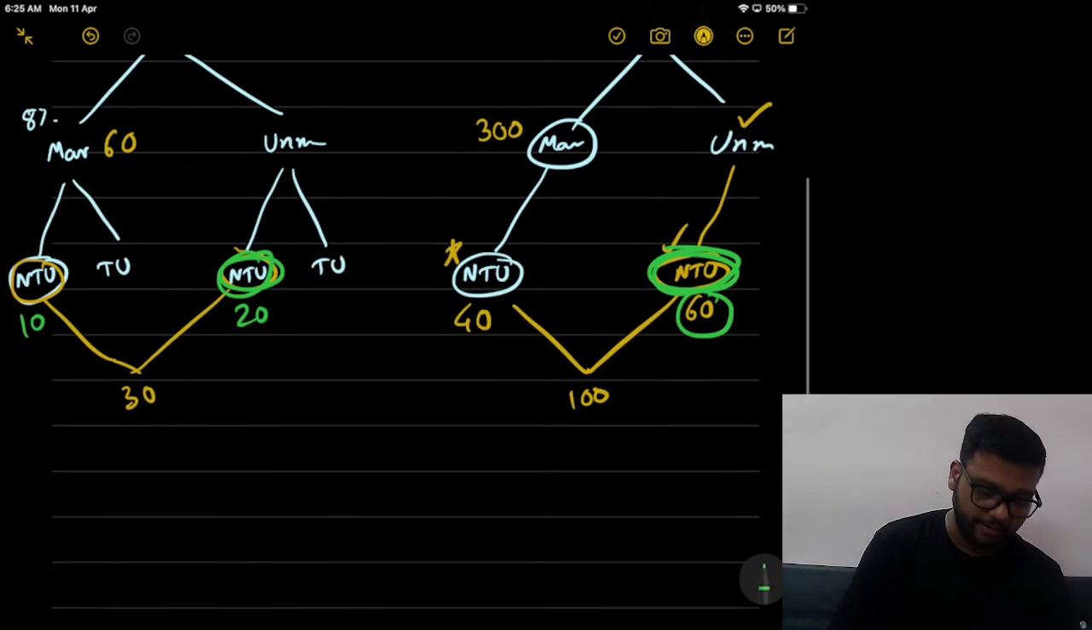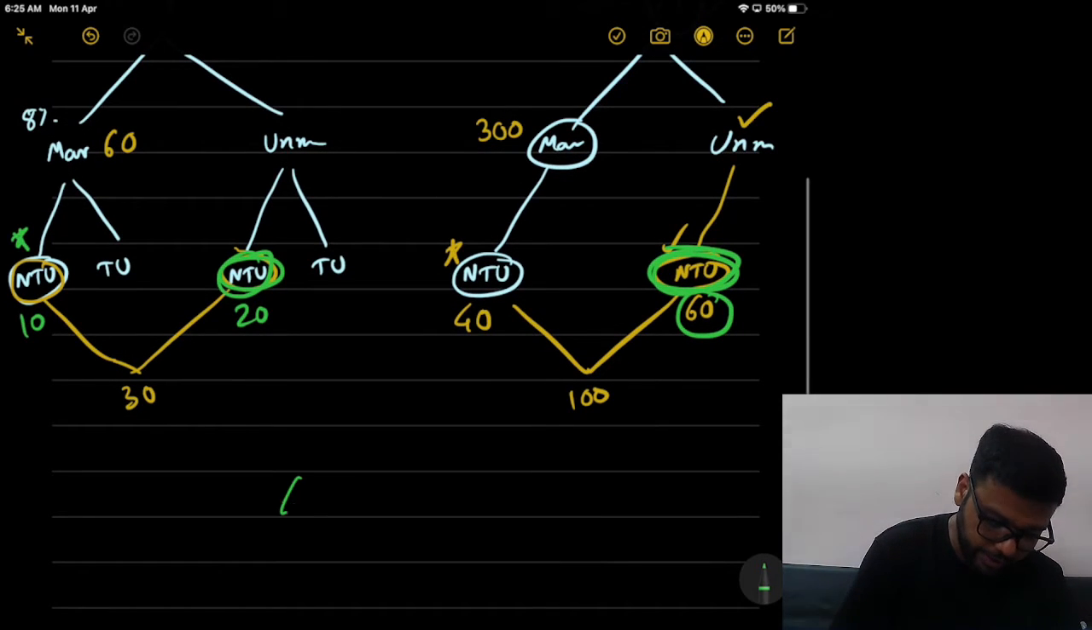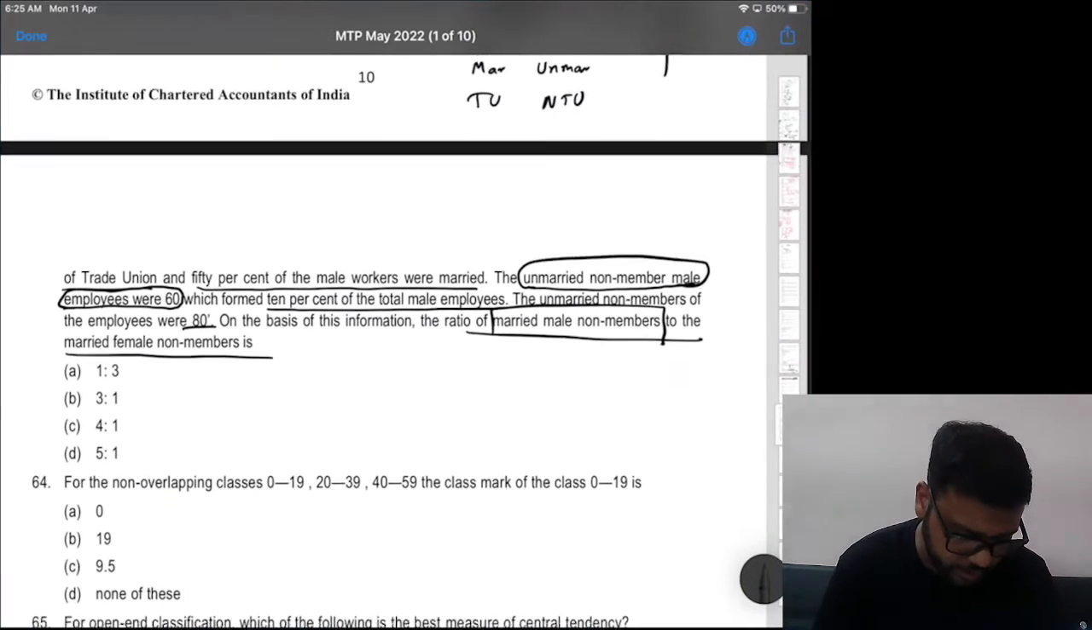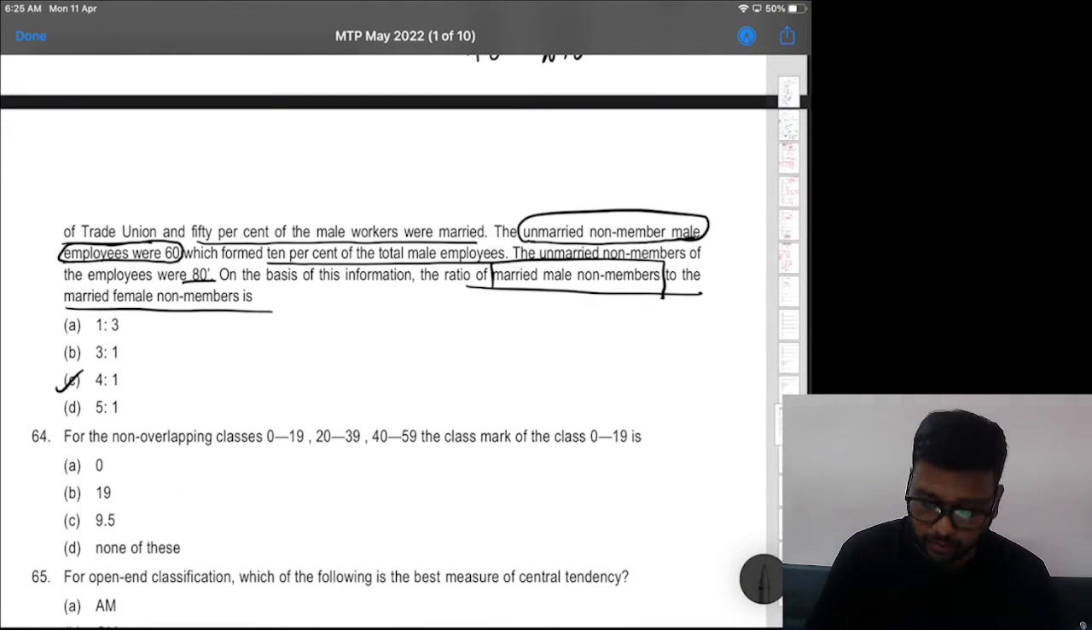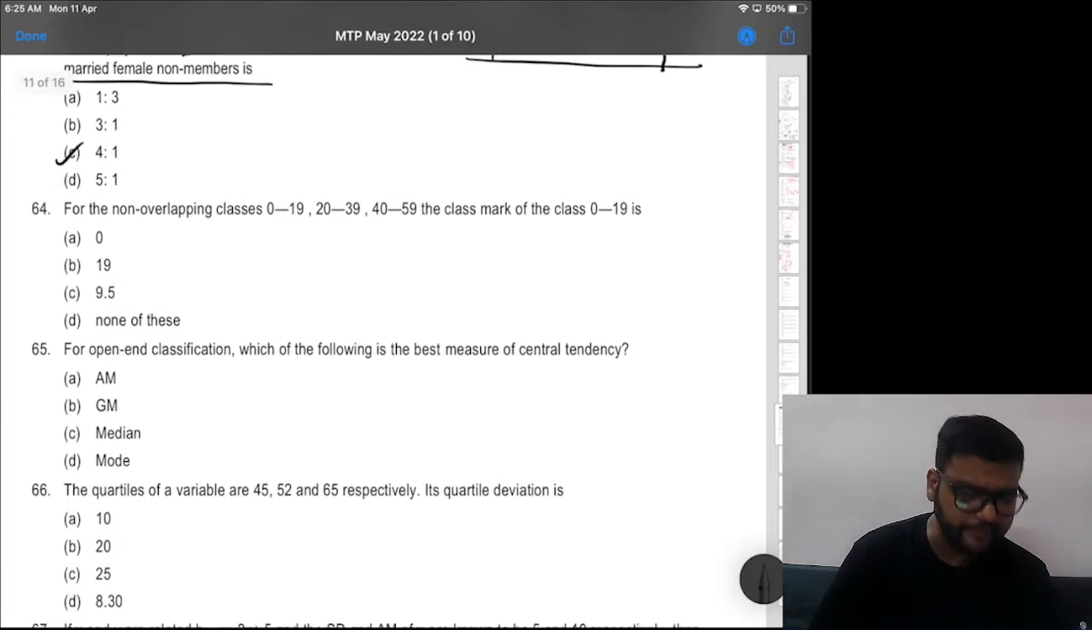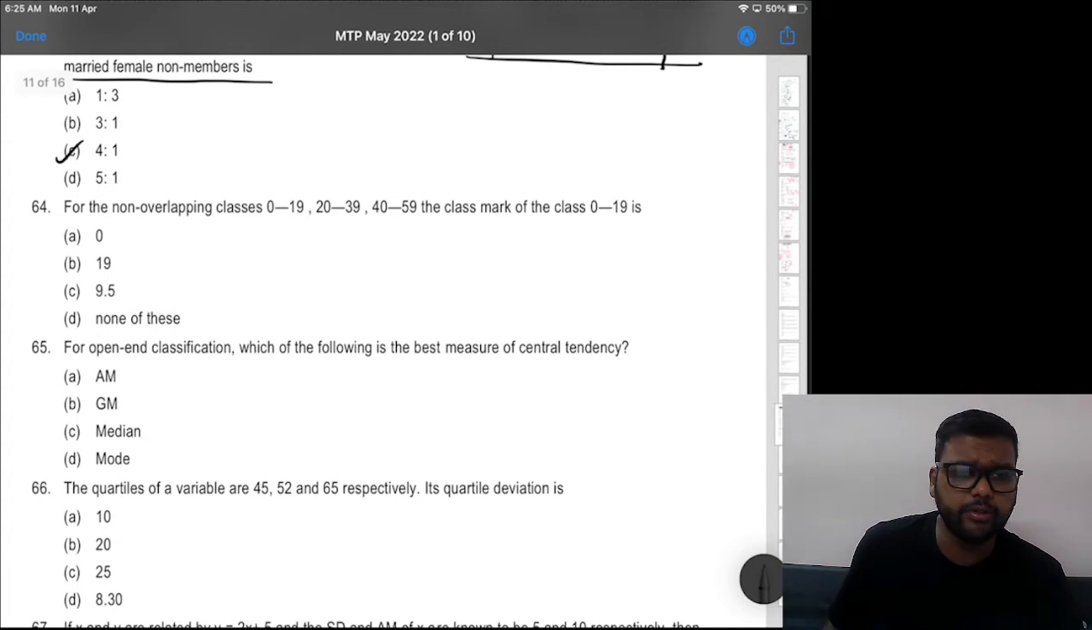Okay, so we have our answer now, because we wanted 40 is to 10, this is to this. So 40 is to 10 or 4 is to 1 is the correct answer. Option C for question 63. Okay, it was a good question. It is from module only.